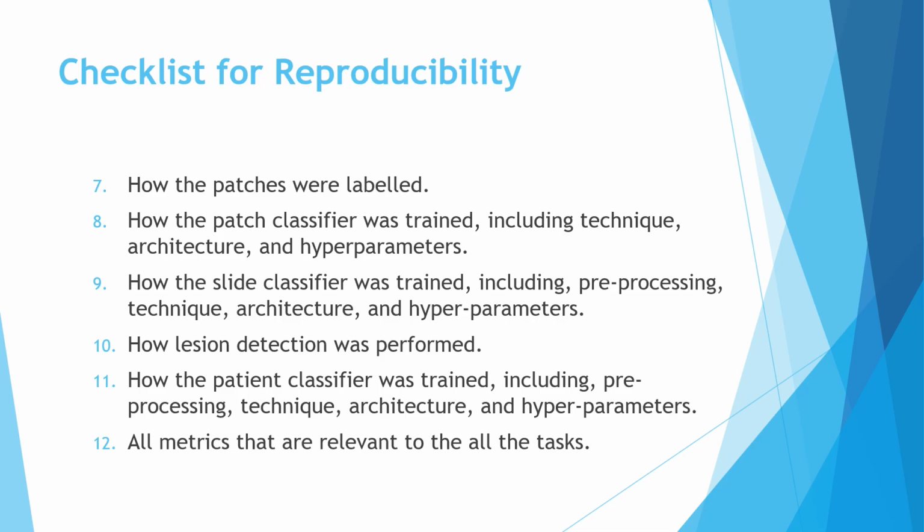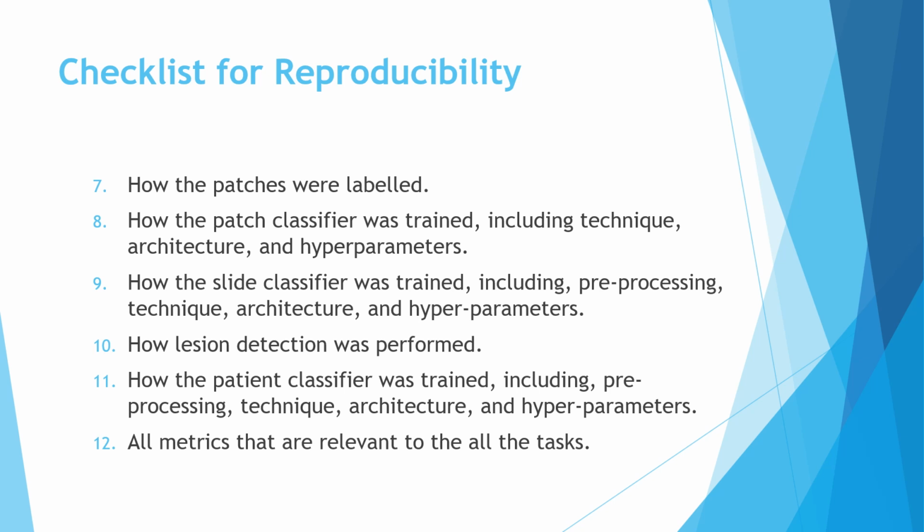And the 10th item in the list is the lesion detection, how the lesion detection was performed, if the model needs to predict the exact segments of the cancerous part, how this part of the model works, and how it was trained, and any necessary information related to the lesion detection needs to be reported.